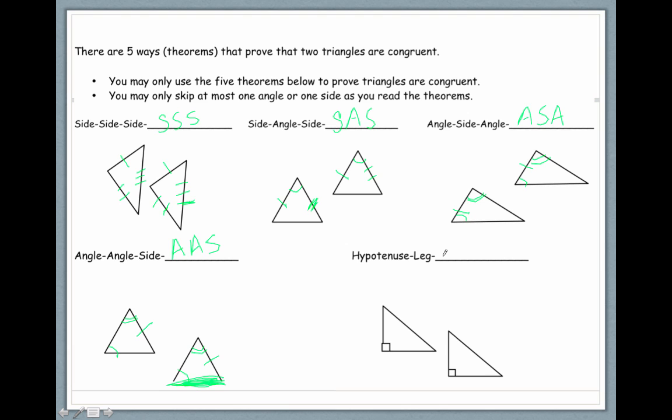And hypotenuse leg, once you say hypotenuse, you're claiming that it's a right angle. There isn't such a thing as a hypotenuse in other types of triangles. So hypotenuse leg means the hypotenuse is the same and one of the legs is the same. And thanks to Pythagoras, we know that we could determine the other side based on those 2, so it's basically a special situation of side, side, side.